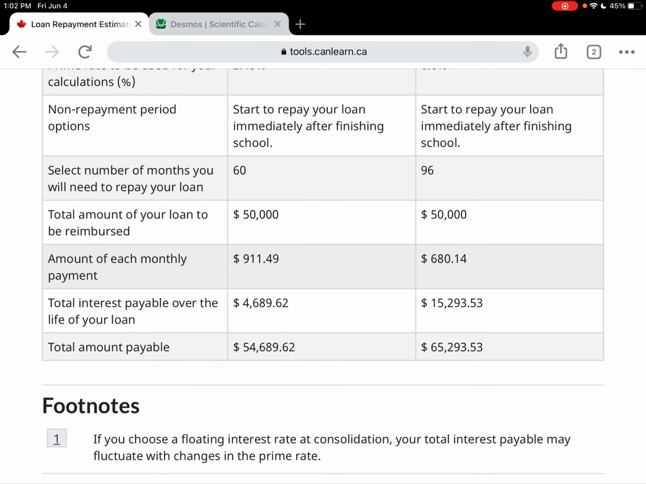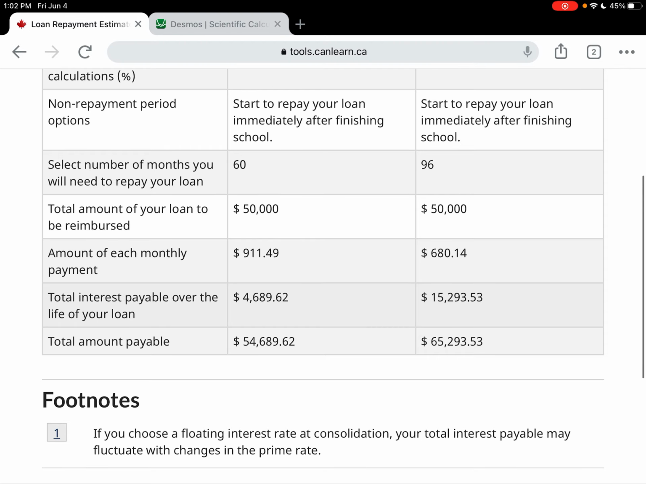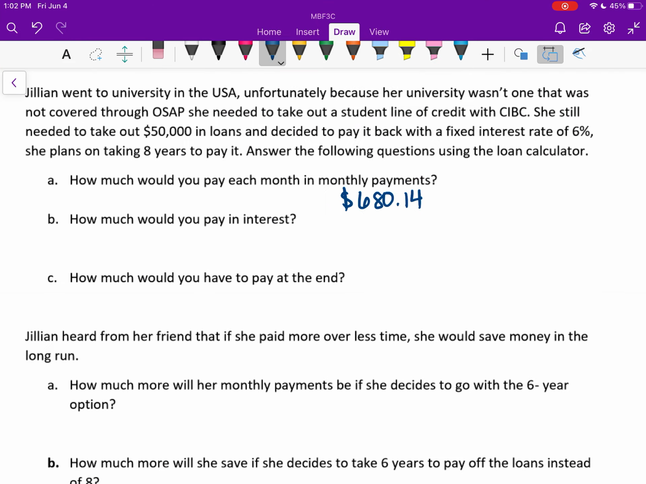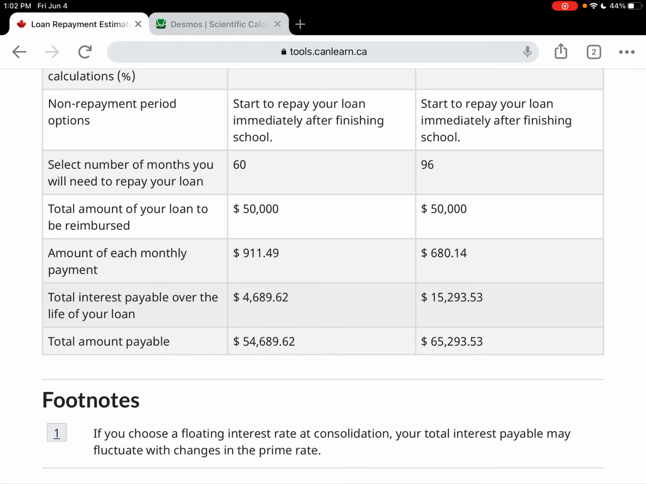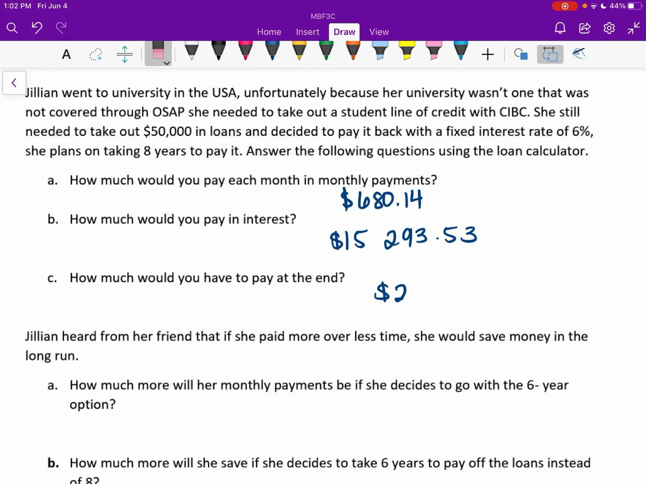So total interest payable over the life of your loan will be $15,293.53. Compared to if she had taken OSAP, it would only be $4,689, right? So you're definitely paying way more interest over time. How much would you end up paying at the end? So you just add that to the 50,000, or you could just go back here and it'll actually tell you what it is, 65,293.53, whichever way you want to do that. I'm just going to use the number that they gave me because they already did the math for me.